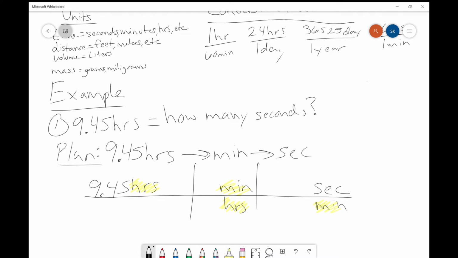All right. And then the next thing we do is we look for the ratio of how many minutes are equivalent to how many hours. And we know that right here. 60 minutes is equivalent to 1 hour. Same thing for seconds and minutes. How many seconds are equivalent to how many minutes? It's 60 seconds is equivalent to 1 minute.